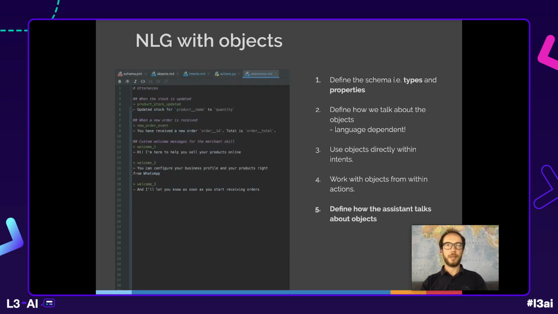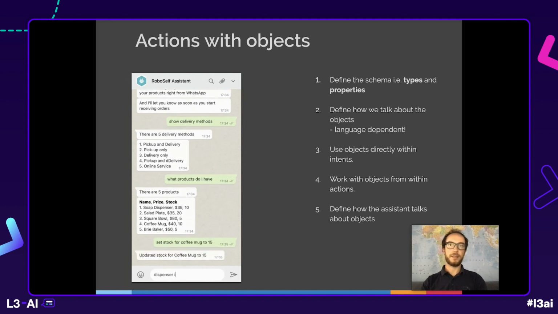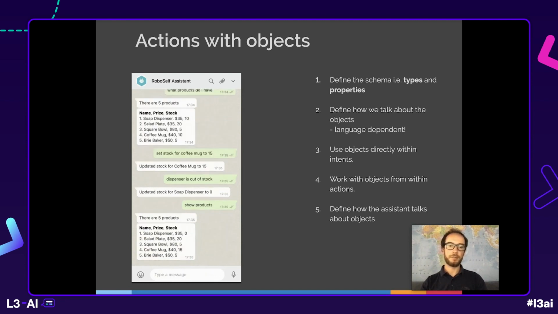This brings us to the last step, how the assistant talks about objects and the actions it performs. We use the same format we've introduced earlier, but for utterances rather than intents or objects. Notice how we can use any property of an object directly from the utterance text. In this case, we're using the product name. Now, let's see it all in action. As expected, we can use any of the defined patterns to ask the assistant to update the stock, and the changes are reflected correctly.